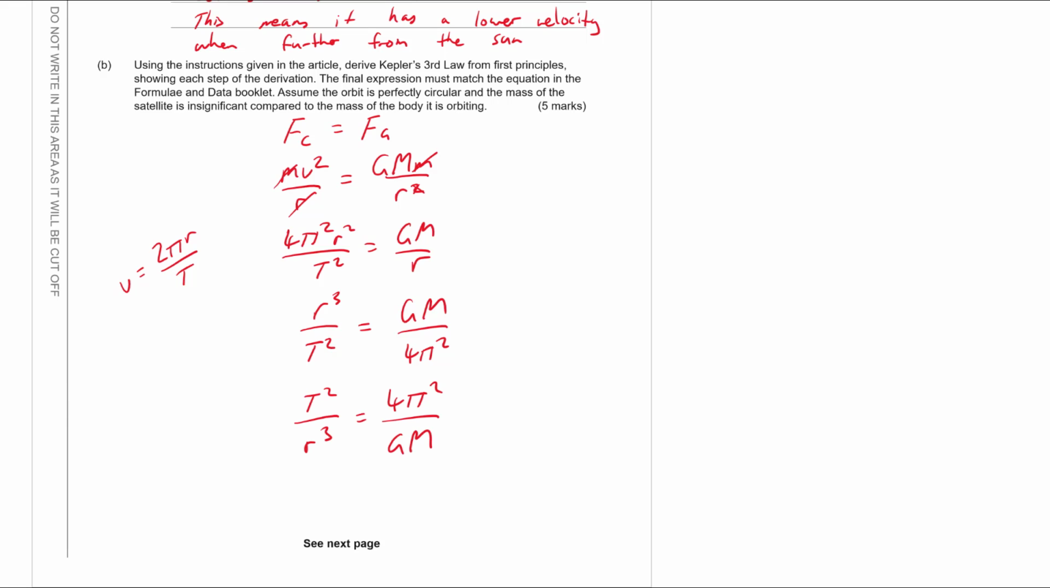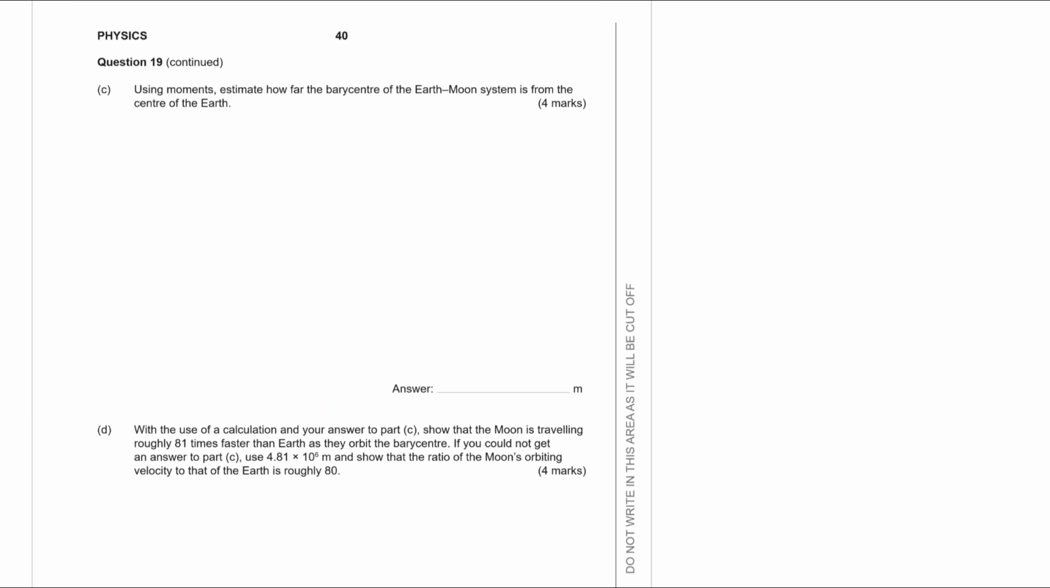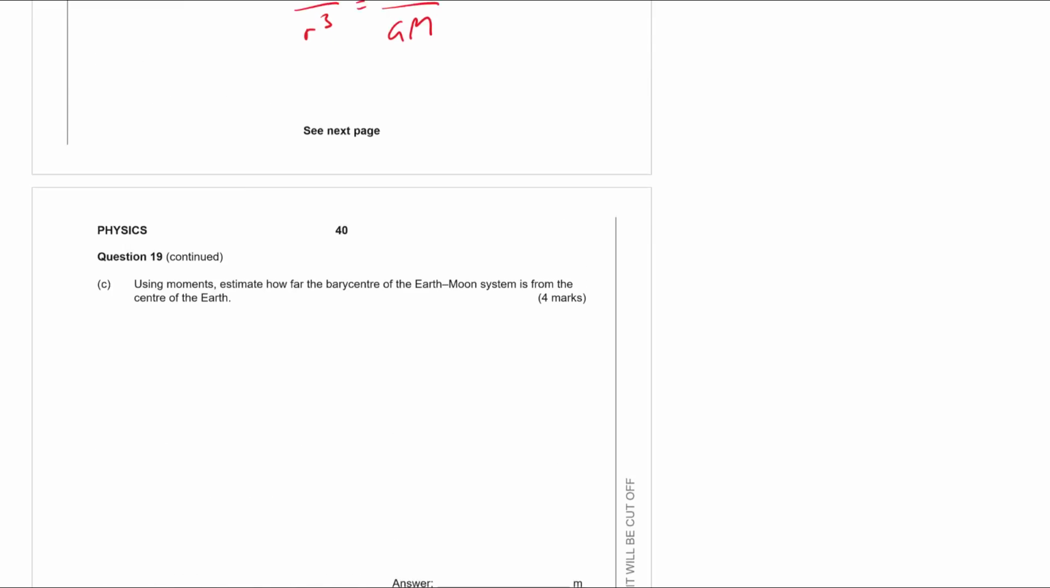And there we go, 5 marks right there. Question 19c is an interesting one. It wants you to use moments to estimate how far the barycenter is from the center of the Earth. When I first read this, I was a little bit confused, but I think it's in the article. It tells you here that the system could be seen as a balance beam with the barycenter located where the fulcrum will be placed to achieve equilibrium.